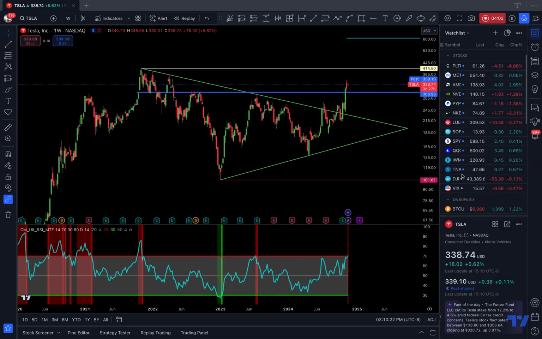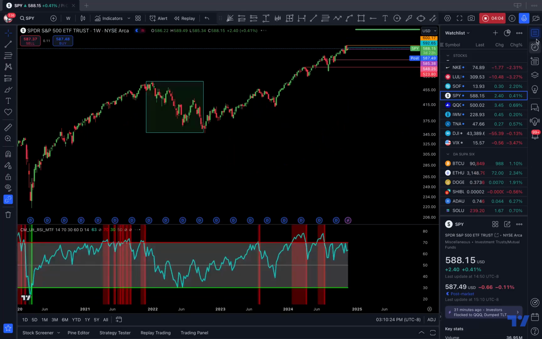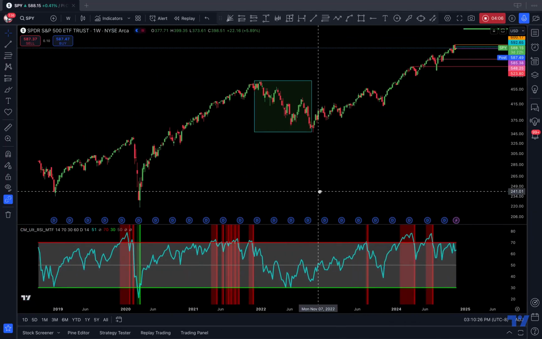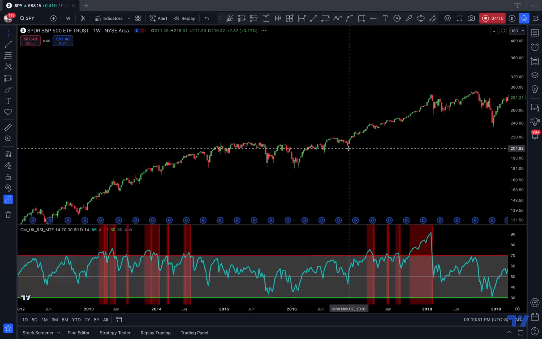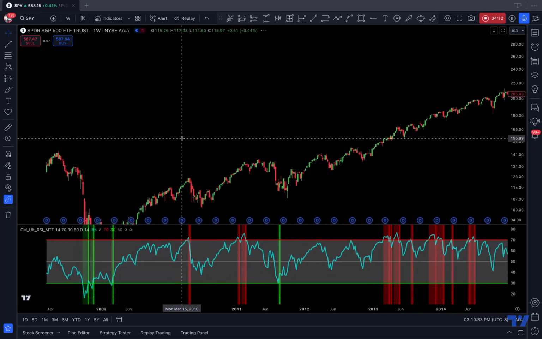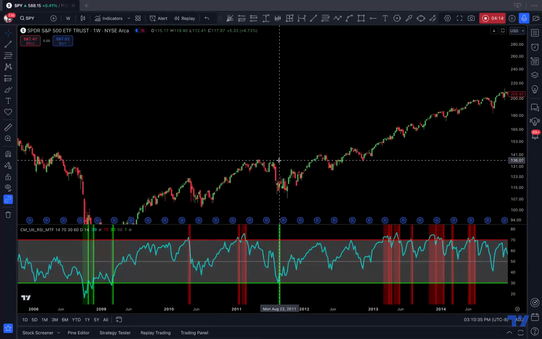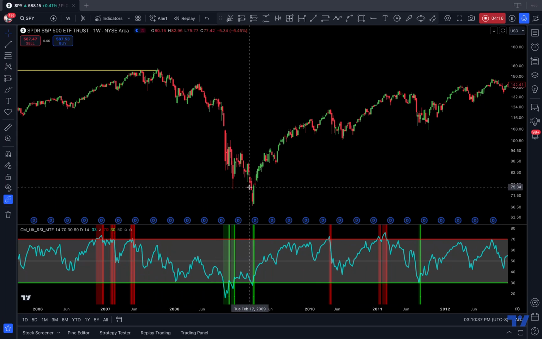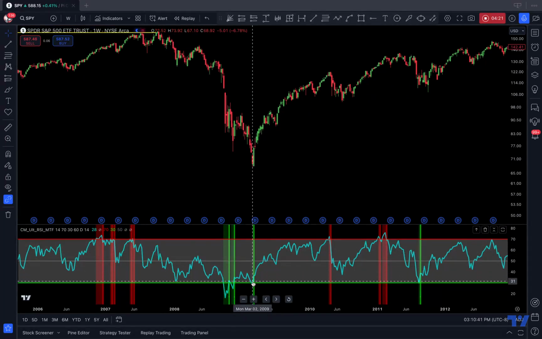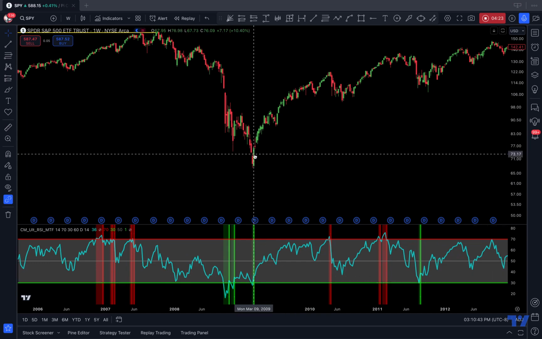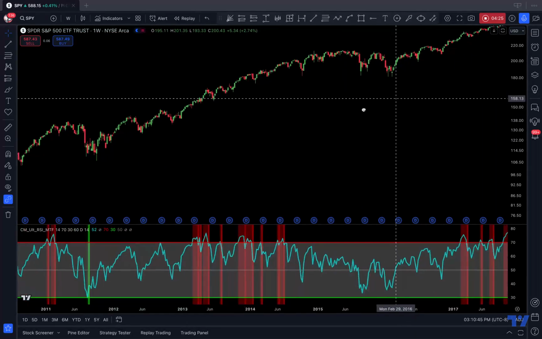When you also apply this, by the way, to SPY, this would have essentially told you, hey, the best time to buy the dip was literally March 2020. And the time before that would have been August 2011. And then, of course, the GFC. And we actually got one flash here at the absolute bottom on March 9th, 2009, before, of course, the S&P 500 went on a massive rally.